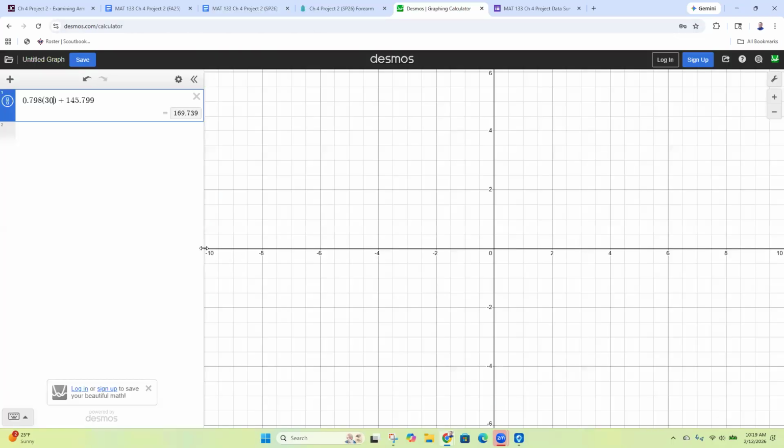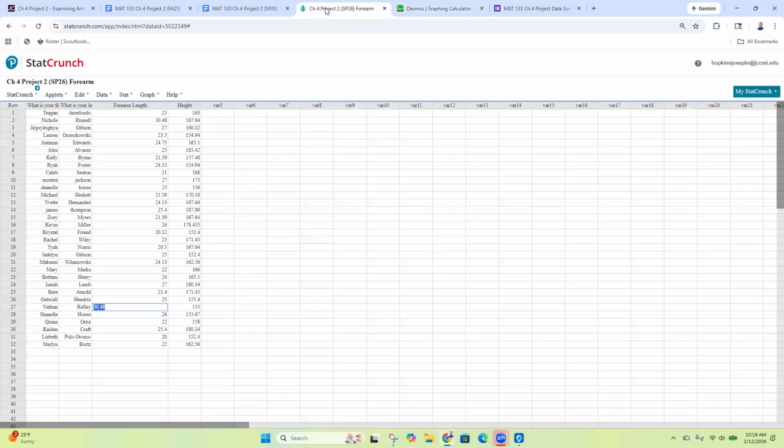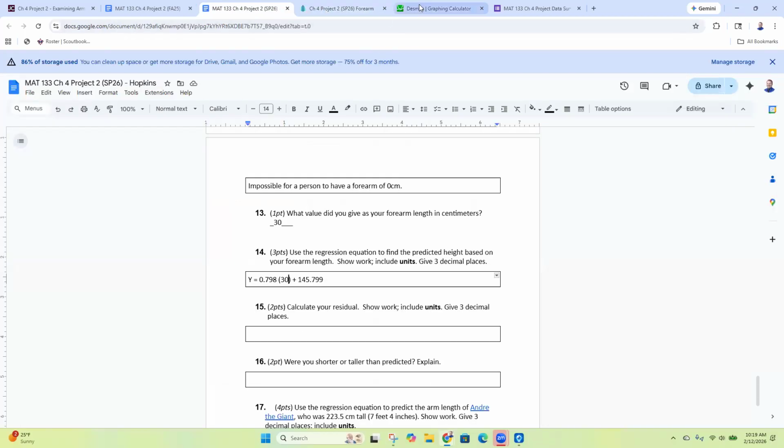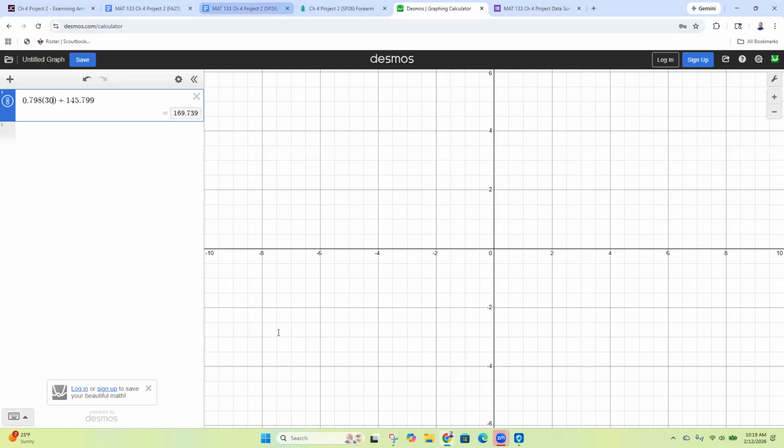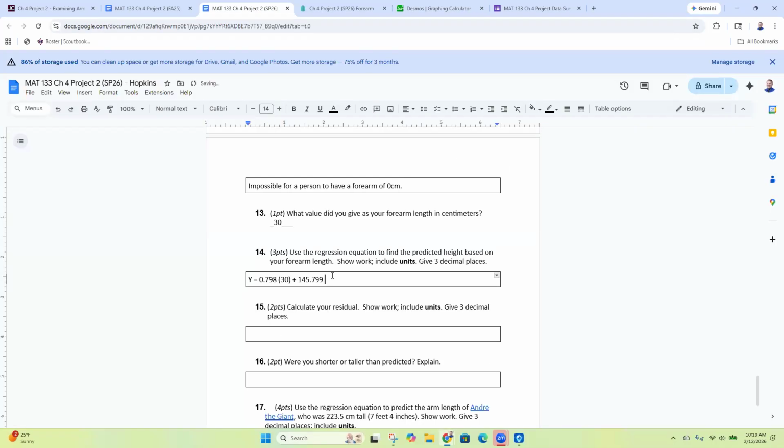Okay, so 169.739. That's mine anyway. 169. Okay. So that's my predicted height. Am I actually that tall? No, I'm not. Calculate your residual.